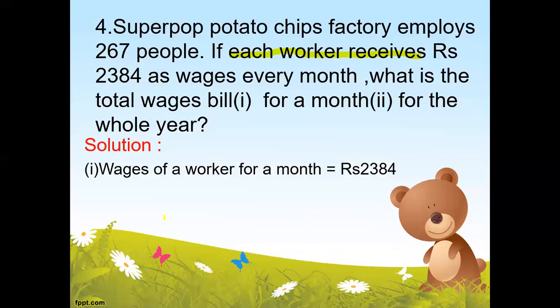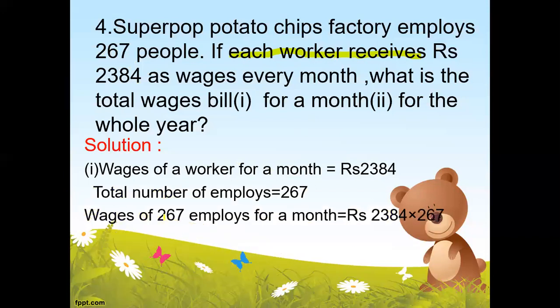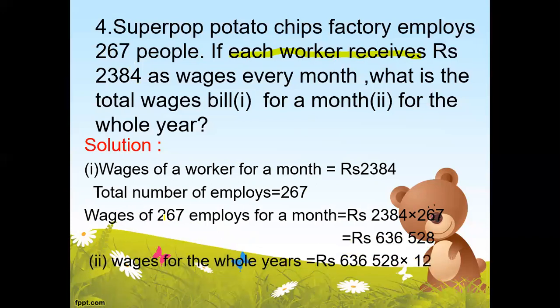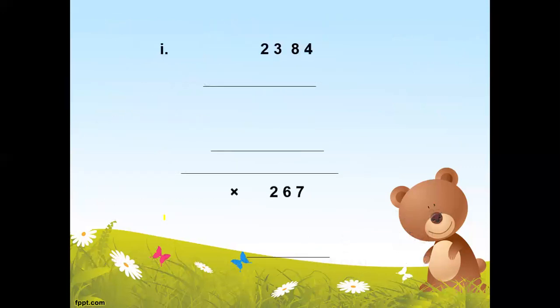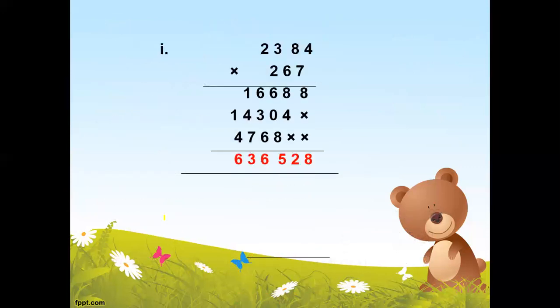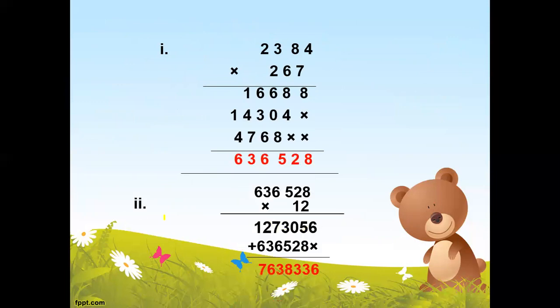So you can see the first part on your screens. We will do the multiplication here. When we want to calculate wages for the whole year, you must know that in 1 year there are 12 months. So you will multiply the 1 month's salary of all the workers by 12. You can see the multiplication here, but it would be better that you first solve it by yourself.